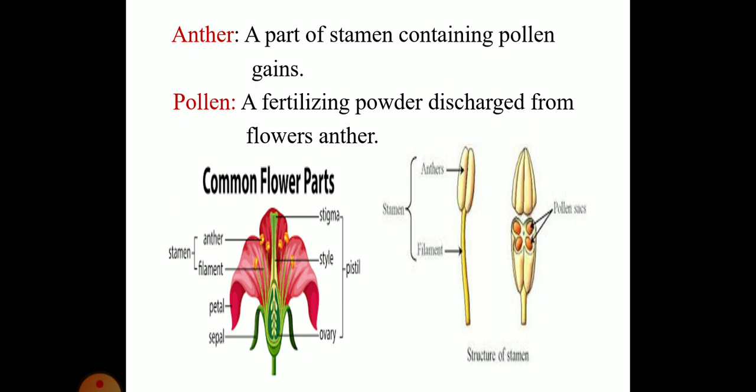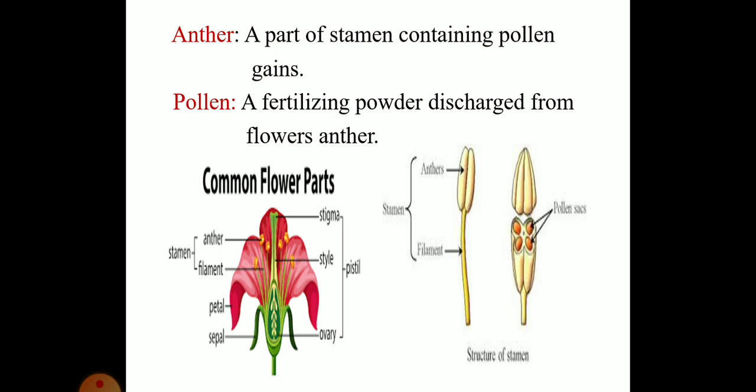Androecium is the male sex organ of a flower. Stamens are the single unit of an androecium. The stamen is divided into three parts: a long cylindrical stalk-like structure called the filament, and an upper bilobed structure called the anther. The anther and filament are connected to each other by connective tissue.